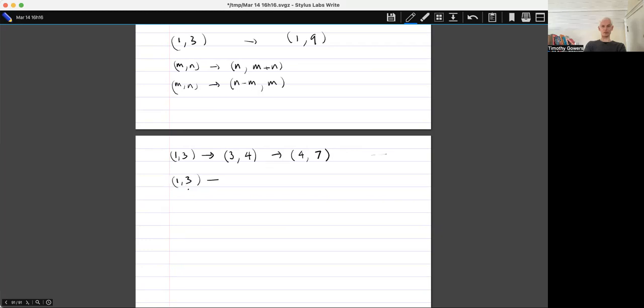So 1, 3 goes to 3 minus 1, 1, so that's 2, 1. Actually not quite so obvious then. It goes to 1 minus 2, 2, so minus 1, 2, and that'll go to 2 minus minus 1, minus 1, so 3, minus 1. I think there's always going to be a negative number floating around now, but let's just see. So the difference between the two seems to be getting bigger and bigger.